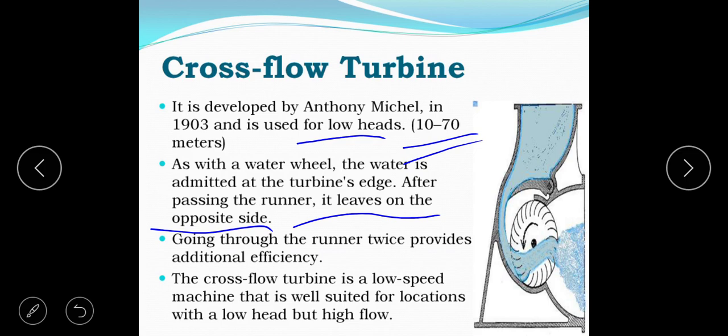Means the jet of water entered at the entrance will move through the runner twice, and going through the runner twice provides additional efficiency. The cross flow turbine is a low speed machine that is well suited for locations with a low head but high flow.